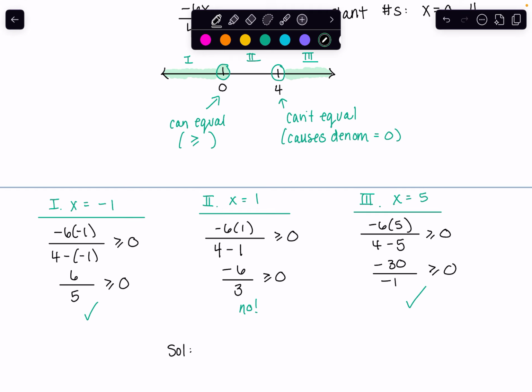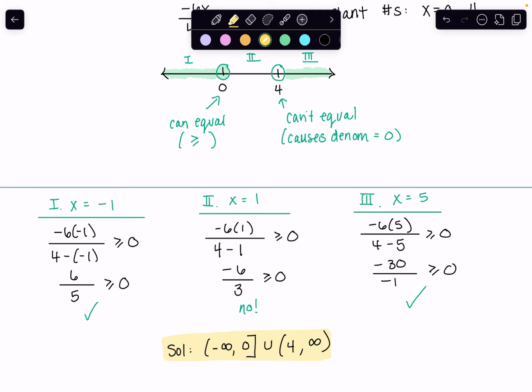So our solution, interval 1 is from -infinity up to 0. We can equal 0, so we put that bracket. And then we have another interval starting at 4 and going to infinity, but I cannot equal 4 because that causes my denominator to equal 0. So anything in these intervals will satisfy that original inequality.